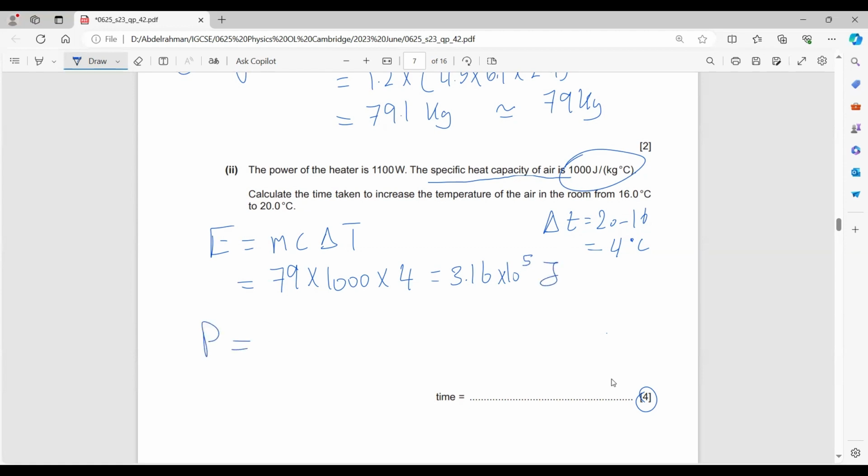Power equals energy over time. So time equals energy over power. 3.16 times 10 to the power of 5 divided by the power, which is 1100 watts. 1100 watts would give me a time of 287.27. 287 seconds.